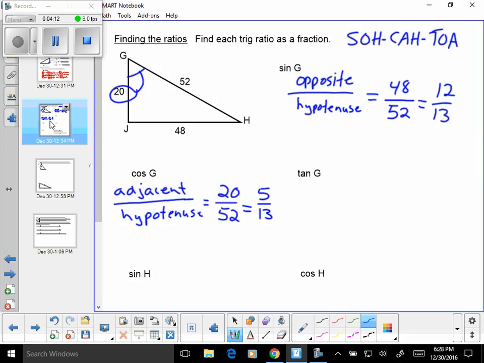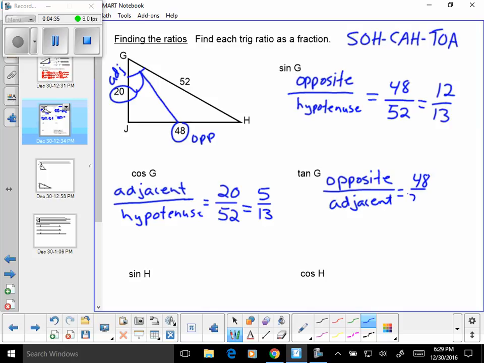Now for the tangent, I'm going to want the opposite over the adjacent. Remember, our opposite is here. This is our adjacent. So I want the opposite, which is 48, over the adjacent, which is 20. And I'm going to reduce that to 12 over 5. And at this point, that's where they want you to leave it, 12 over 5.